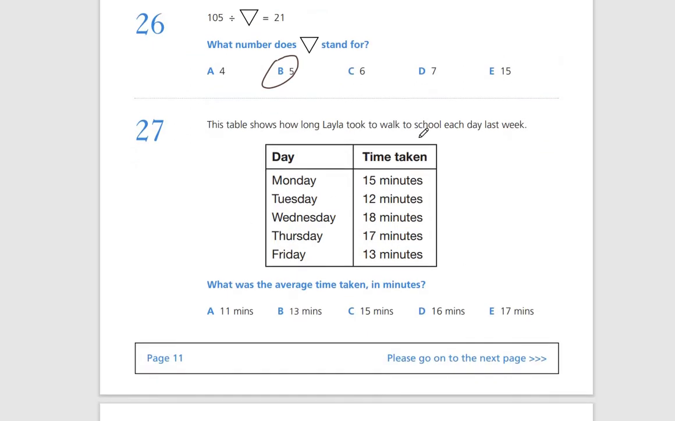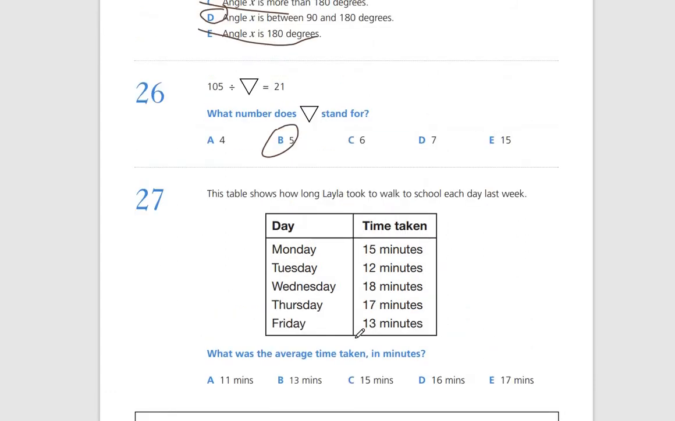This table shows how long Layla took to walk to school each day last week. What was the average time taken in minutes? If we add all of this up, we get 75 minutes. And then you have to divide it by 5, because there are 5 days. 75 divided by 5 is 15, which gives us a total of 15.